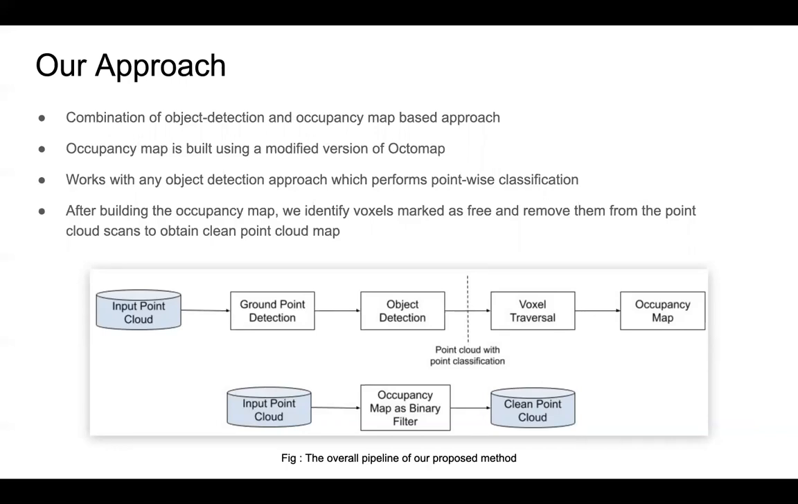Next, we use an object plane detection algorithm to identify the ground points and the corresponding ground voxels. After that, we use object detection to classify the remaining non-ground points into object and non-object points. After classifying the points, we perform voxel traversal to update the occupancy scores of the voxels. Finally, at the end of this process, we get the occupancy map. We overlay the occupancy map on a set of new input point cloud data and remove the points which fall in the free space of the occupancy map.